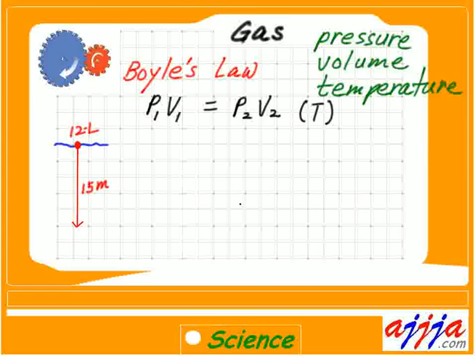Let's try one question. You have an air tank, 12 liters, that's the container. The gauge is reading 150 bars, that's the pressure.